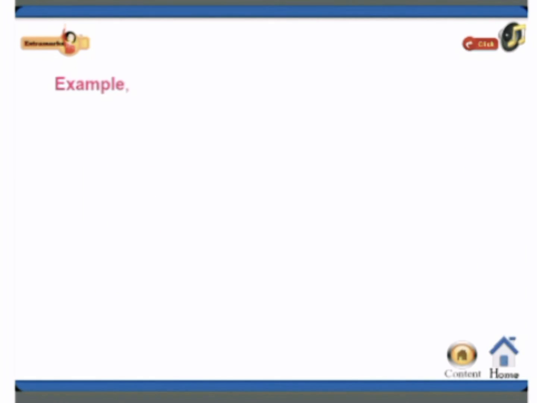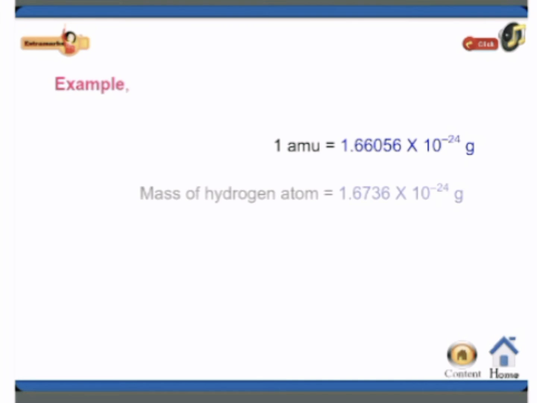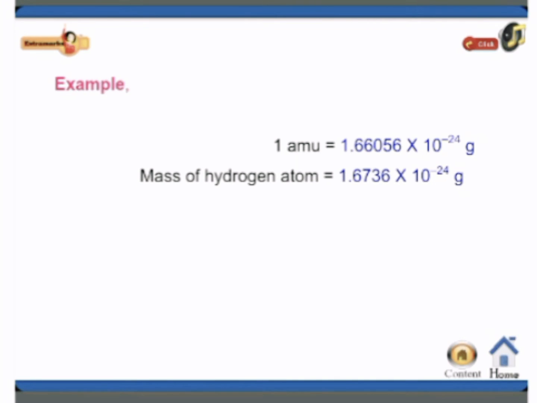Consider the following example. One atomic mass unit is equal to 1.66056 × 10^-24 grams. Mass of hydrogen atom is equal to 1.6736 × 10^-24 grams.